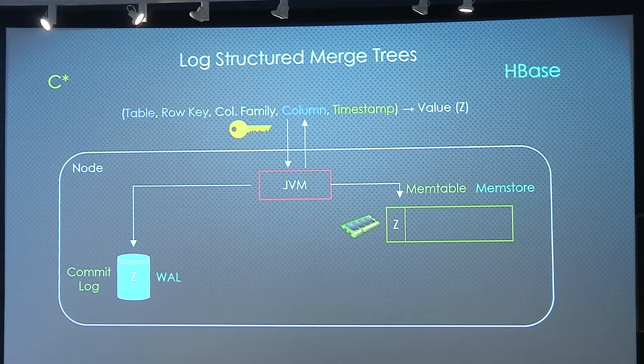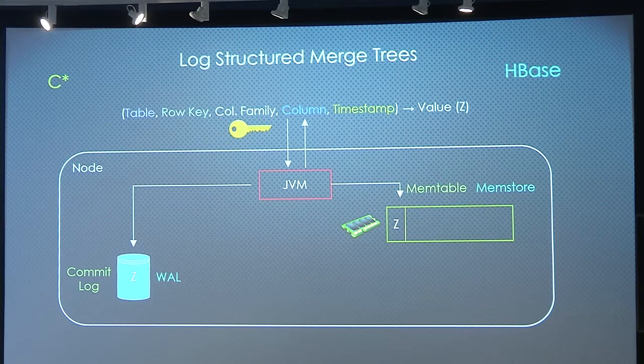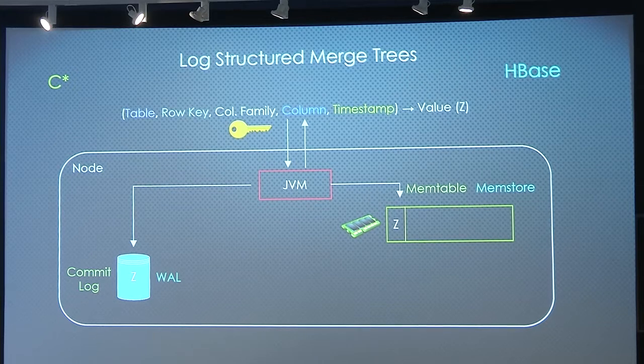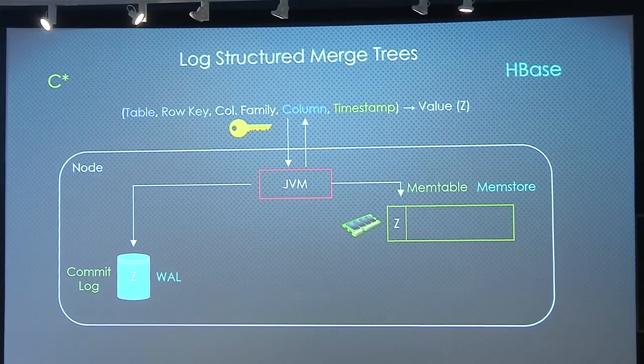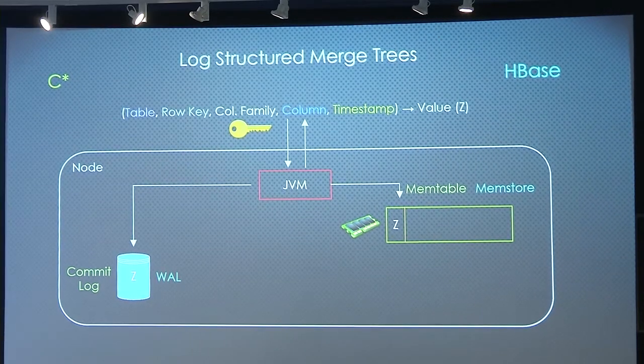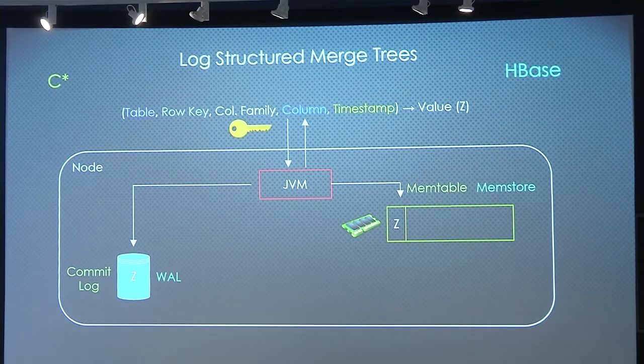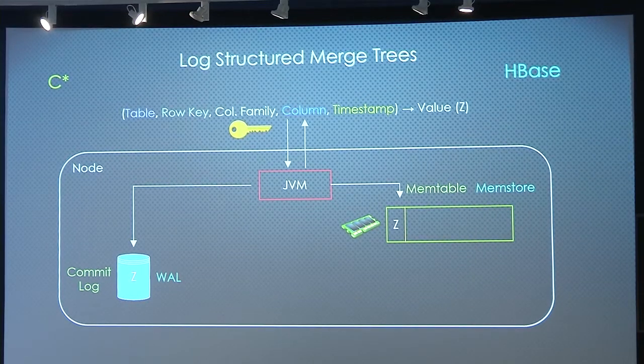It's pretty good. And then the JVM also sends that Z write to something called a memtable in Cassandra or a memstore in HBase. Yes, that's why it's the same color as HBase up there. And green is commit log for Cassandra.